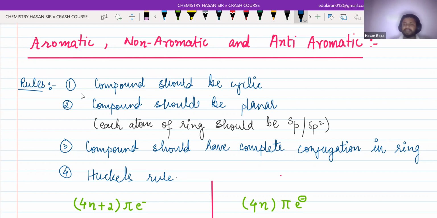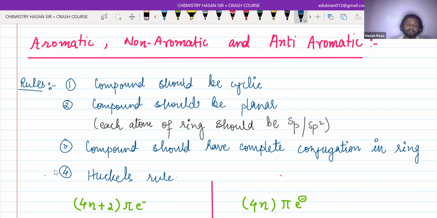First of all, the compound should be cyclic. That means any compound which is acyclic will be non-aromatic. The compound should be planar. That means it should be cyclic and each carbon should be either sp or sp2. And then third, the compound should have complete conjugation. If it is a closed ring, the conjugation will be complete in the cycle. That means the pi electrons will move from each corner to every corner.